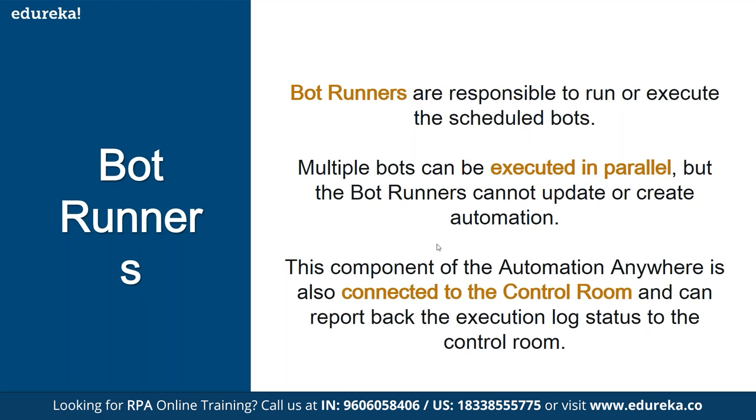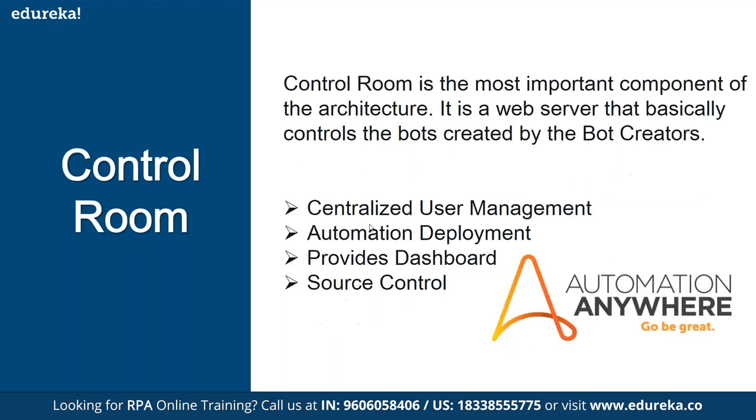Also, it will give you the execution results. When bot runners execute the bot, they send back the result of the execution to the control room. So this component of Automation Anywhere is also connected to the control room and can report back the execution logs and the status to the control room. So this is what the bot runner is.